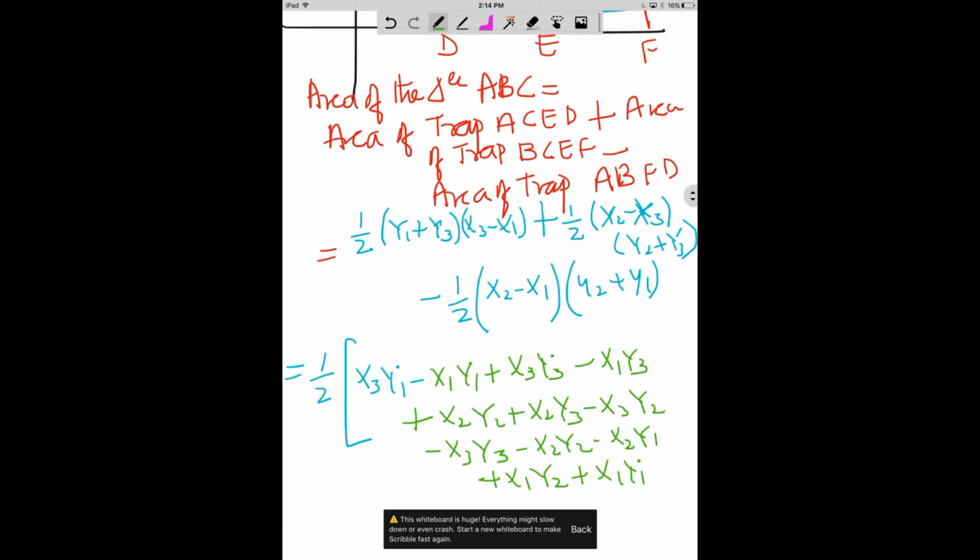Yeah, some of the terms we can cancel. See, x1 y1 and x1 y1, one is negative and the other is positive, we can cancel it. x3 y3 and minus x3 y3 we can cancel it. Then x2 y2 minus x2 y2.